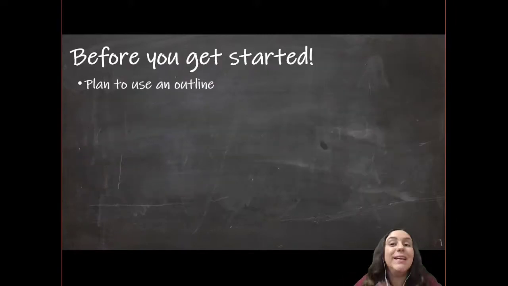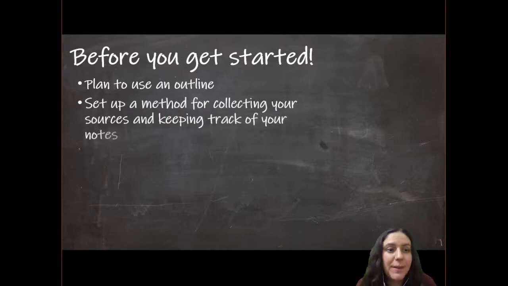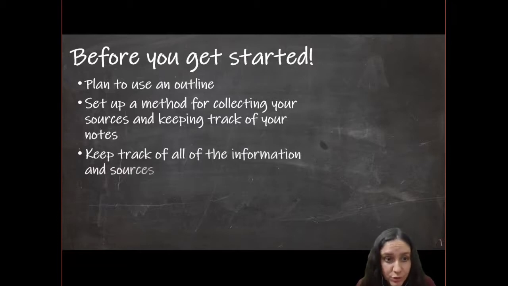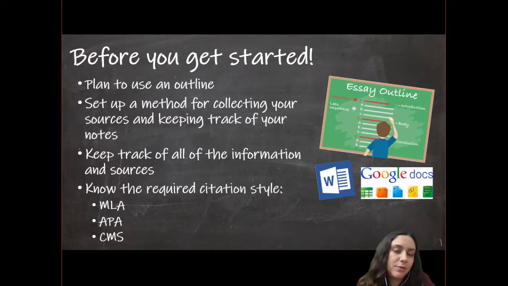Now, before you get started, we all have to come up with a plan. So what I want you to do, or to get into the habit of, whenever you have a research project, plan to use an outline and come up with a method for collecting and keeping track of all of your sources and all of your notes. For this class, you only have to find 5 great, really fantastic sources.